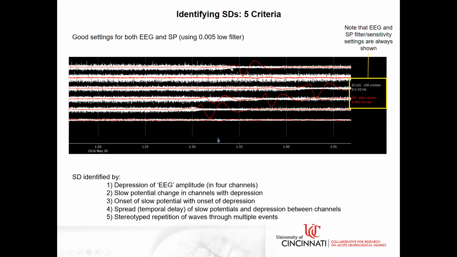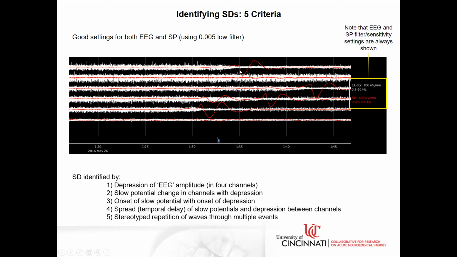And we can see in this trace there is a depression here in the first channel. There's a depression here in the second, and in the third, and in the fourth. So we have that. Secondly, there's a slow potential change in channels that have the depression, and we see that again in each of these 4, 2, 3, 4. Thirdly, that the onset of the slow potential and the depression occur generally simultaneously, and we see that. And fourth, there should be a spread or a temporal delay of these events between adjacent channels. And so we can see that very clearly here.